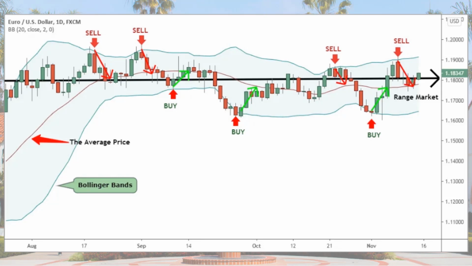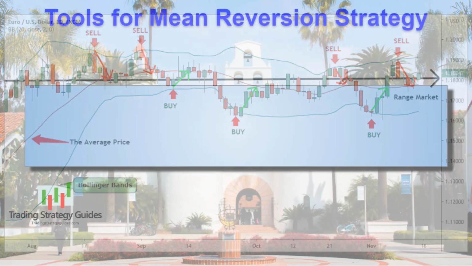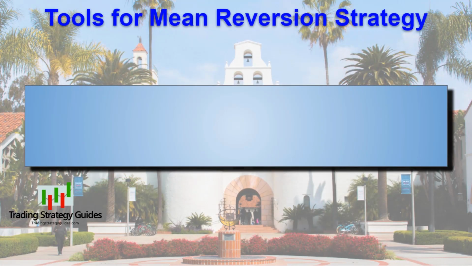Next, we're going to take a look at a classic method to reduce your drawdown. Usually the mean reversion trading strategy has low drawdown, but that can be reduced even further. But before we get to that point, let's take a look at the tools we need to use for this strategy. The best mean reversion indicator that works 85% of the time is the RSI indicator.